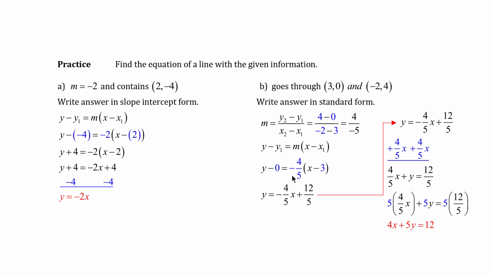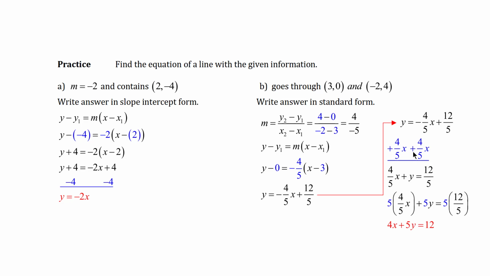On the right-hand side, we distribute negative 4 over 5 inside the parentheses to the x and the minus 3. We get negative 4 over 5x plus 12 over 5. So the result is y equals negative 4 over 5x plus 12 over 5. From here, we need to rewrite this in standard form. So I'm going to move the negative 4 over 5x to the left-hand side.